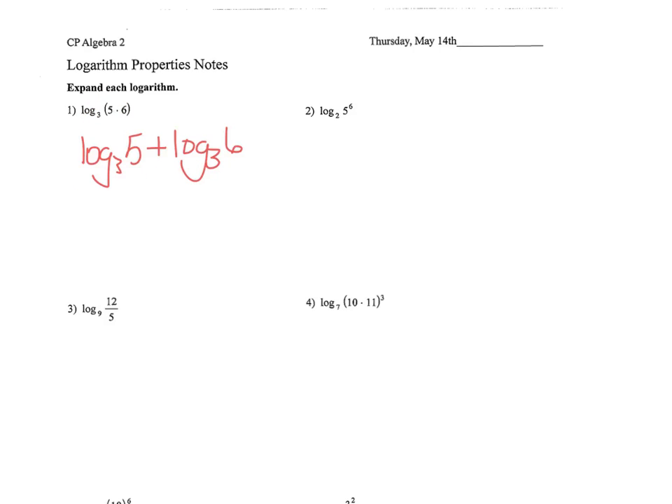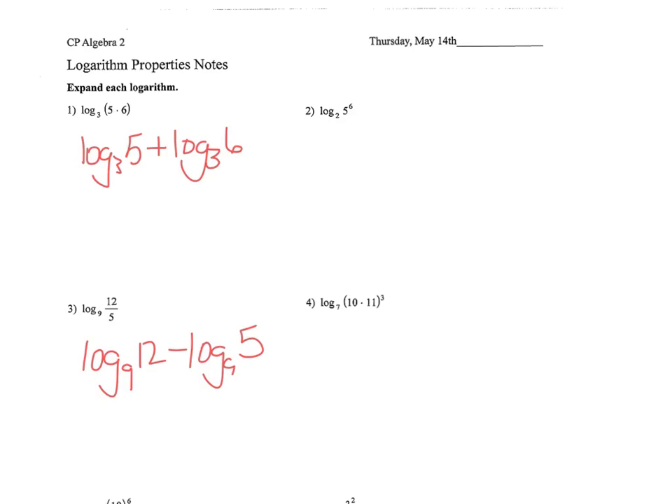That's all. Final answer. I'm going to go down here to the quotient because it's very similar. When you're dividing inside, instead of adding, we subtract. When it's division, we subtract. We take the log base 9 of the first number and subtract the log base 9 of the denominator number. That gives me the log base 9 of 12 minus the log base 9 of 5.